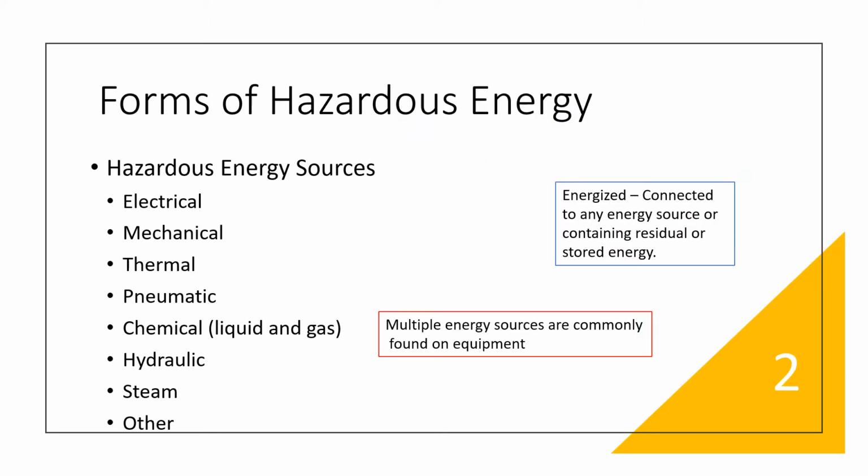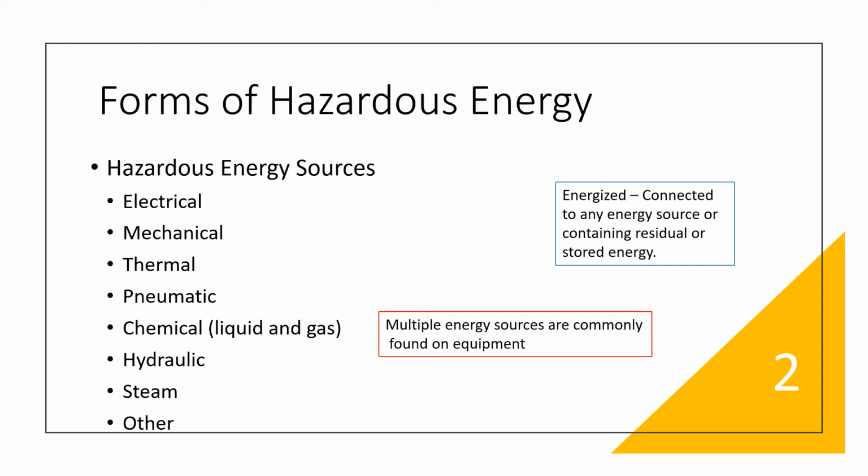So, forms of hazardous energy, they come in all kinds of shapes and sizes and sources. We typically only think about electrical power when we think about energized states. Let's look at a couple of definitions before we really get into the sources. When we talk about how something is energized, it's connected to any energy source or containing residual or stored energy. It's also important to know that multiple energy sources can be found on equipment.